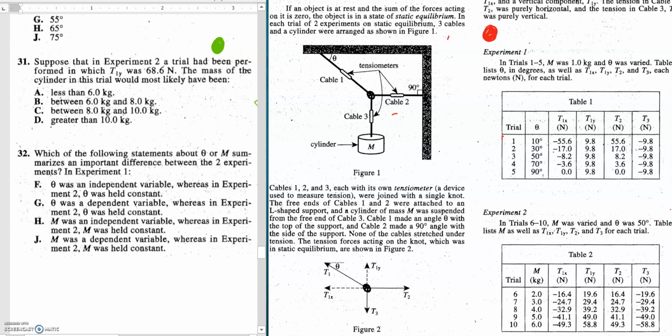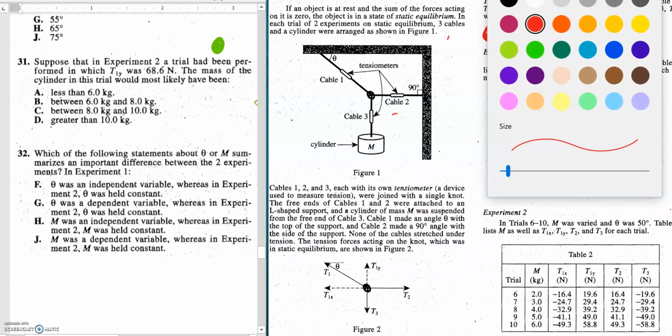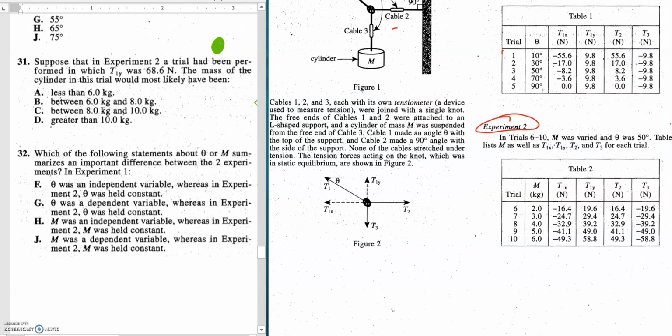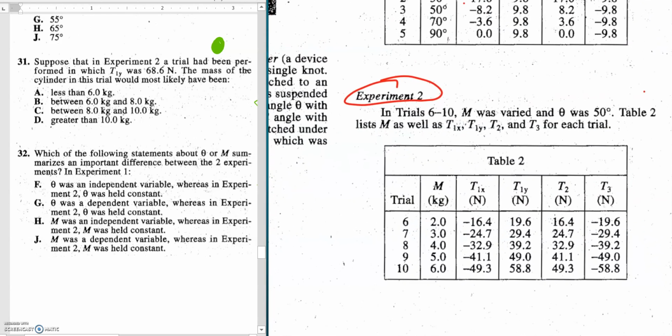Okay, we're on to question 31. Suppose that in experiment 2, so I'm going to come over to the right hand side, the red side, and just circle experiment 2, so I know where to look. A trial had been performed in which TIY was 68.6 N. Alright, so we're just dealing with that one, so I'm going to pull it up and make it bigger so we can see. So it's TIY, so it's this one here, and it was 68.6.